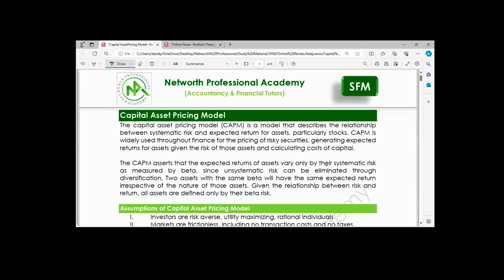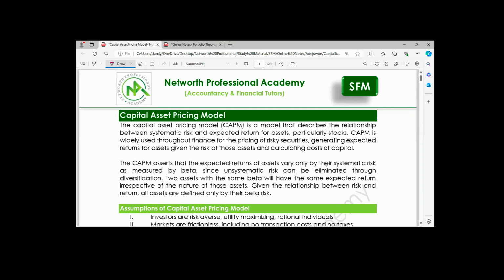Generally, CAPM is used for pricing risky assets, which represent stocks or shares. It is also used to determine the expected return on a security. Thirdly, it is used for calculating cost of capital. Those are the three uses of the capital asset pricing model.